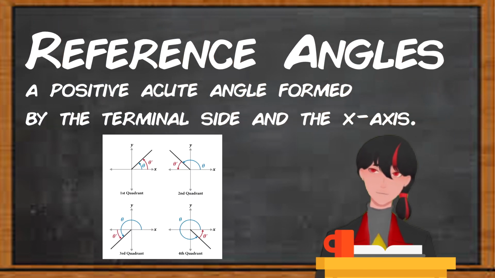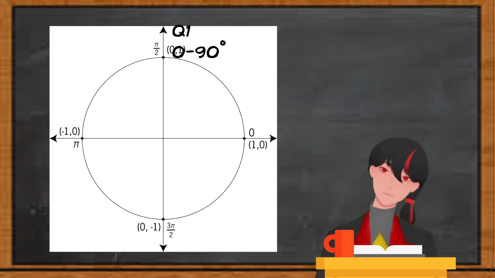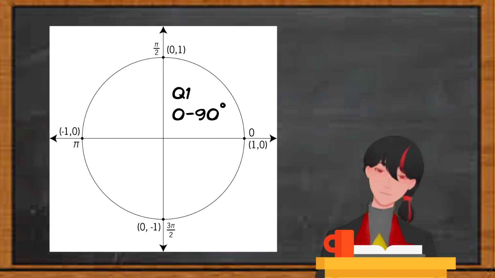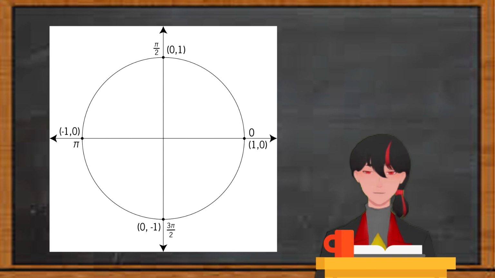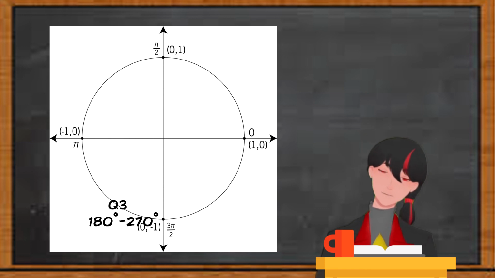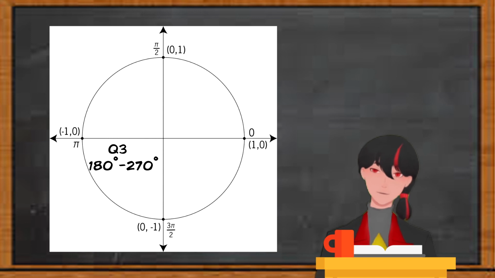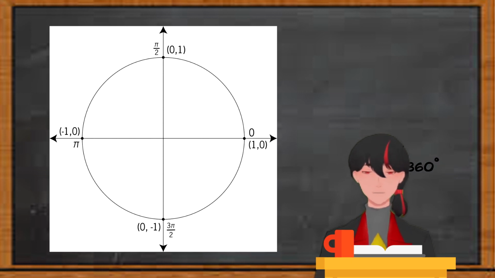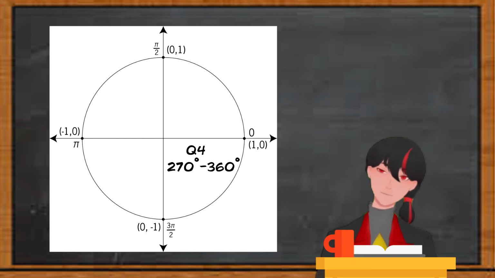Well, a reference angle is a positive acute angle from the terminal side and the x-axis. To find the reference angle, first we've got to find which quadrant the angle lies in. This is quadrant 1. In quadrant 1, only 0 to 90 degree angles are present. This is quadrant 2. In quadrant 2, there are only 90 to 180 degree angles. Next is quadrant 3, where you can only find 180 up to 270 degree angles there. Lastly, quadrant 4, where 270-degree angles up to 360-degree angles lie.